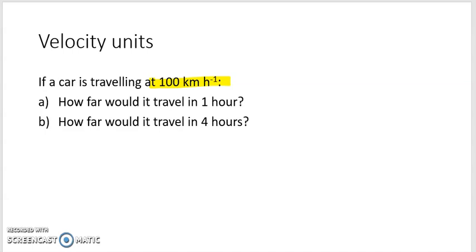So after 1 hour, it would have travelled 100 kilometres. After 4 hours, it would have travelled 4 times that. So it would have travelled 400 kilometres.